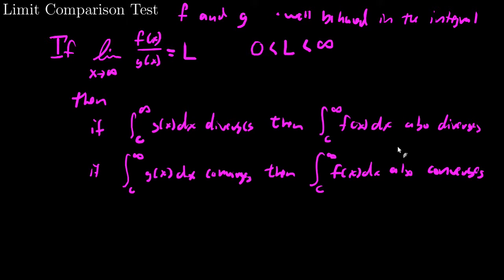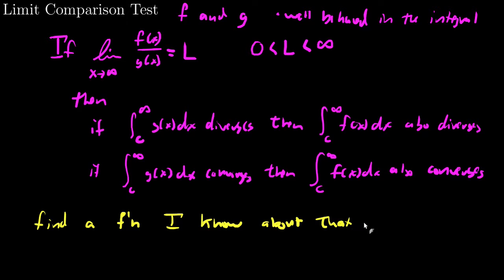And the idea is this: as long as I can find a function, so I'll write this down, I want to find a function I know about that grows at the same rate, then I know that I can tie them together and figure out what happens to the function I might not know about. And it's much easier because the function that I'm looking for will be much more obvious.